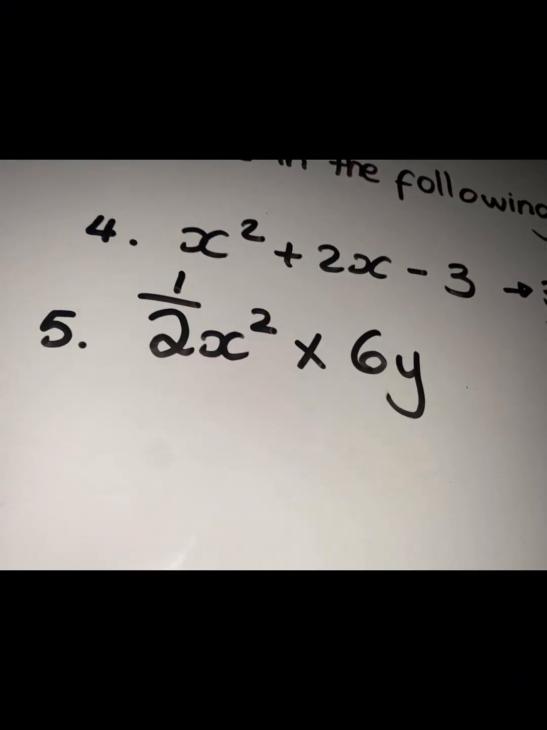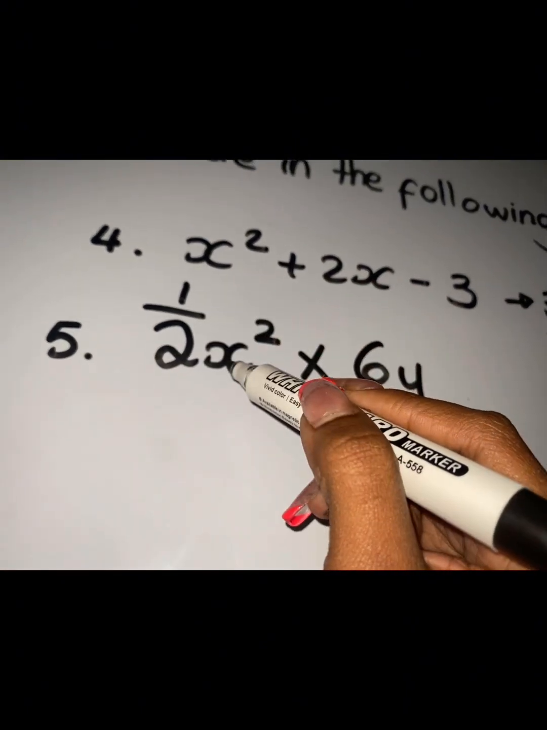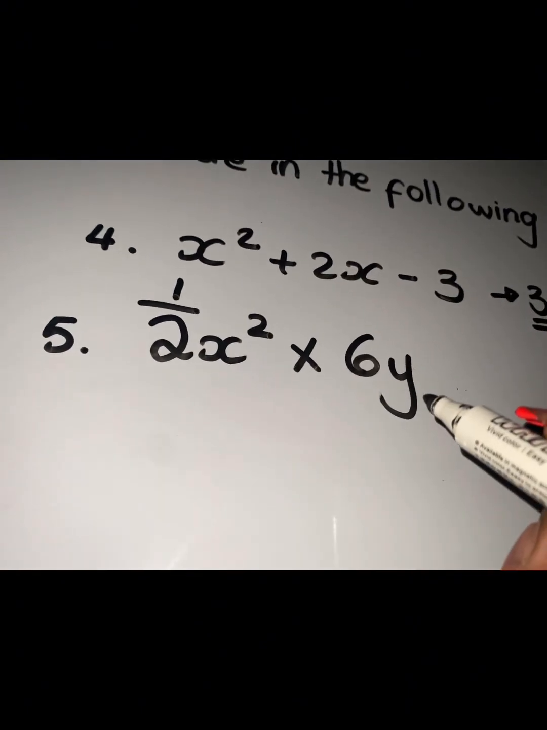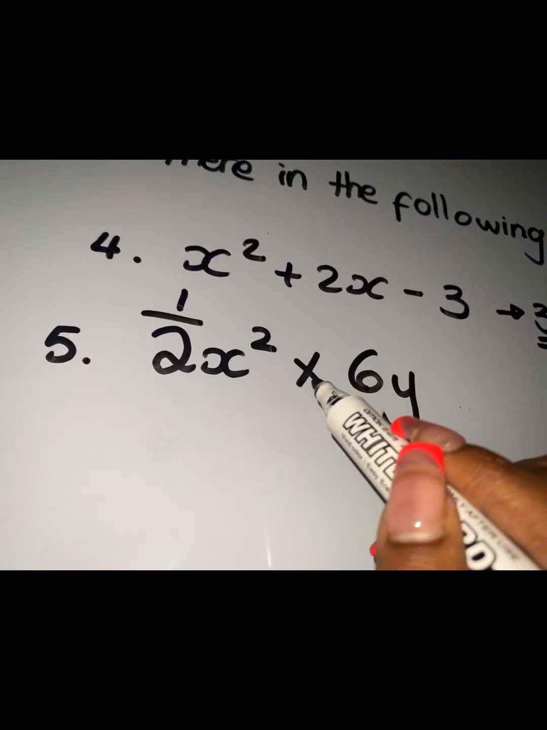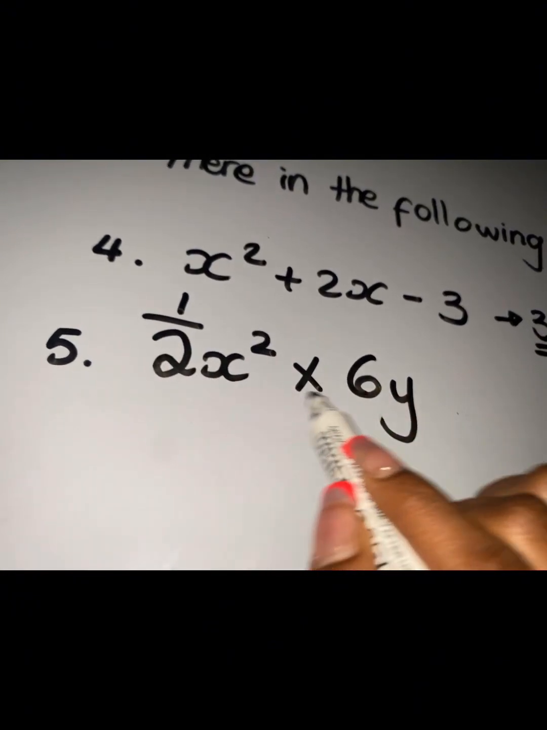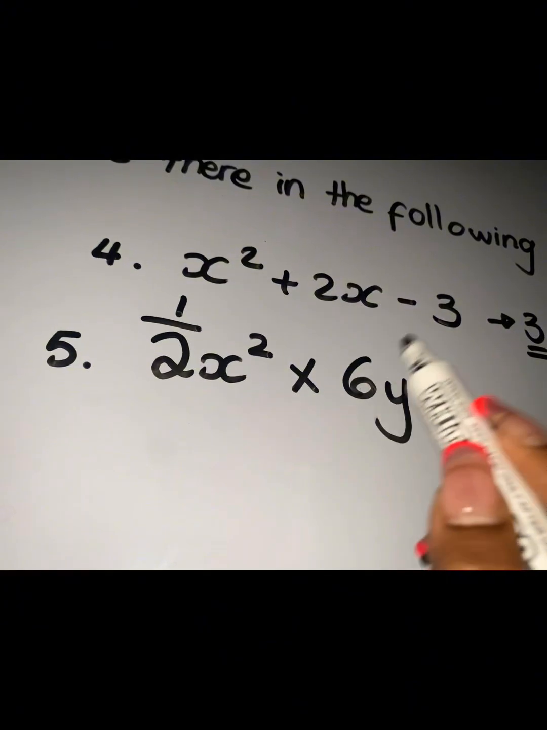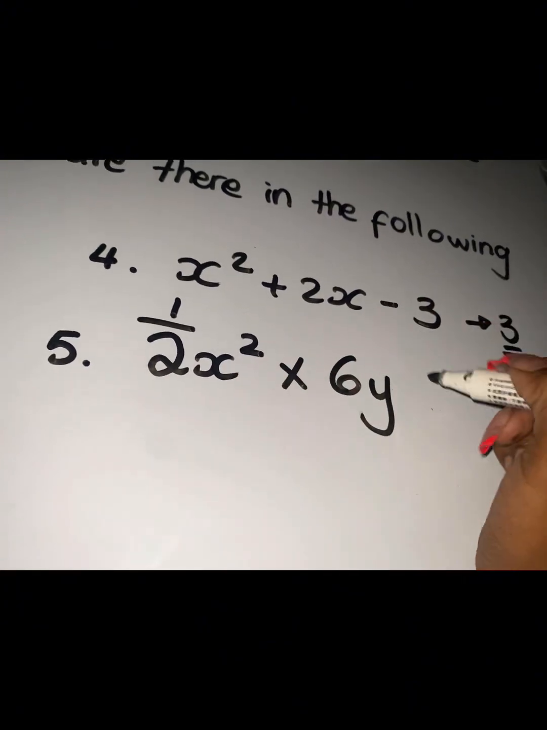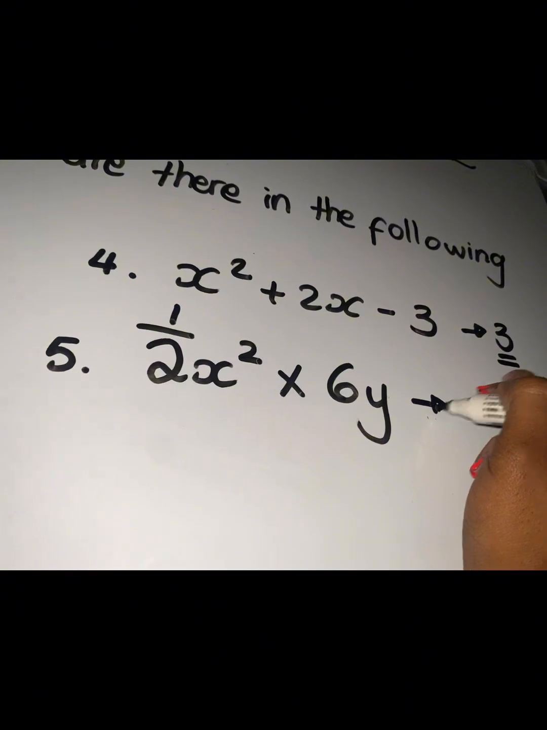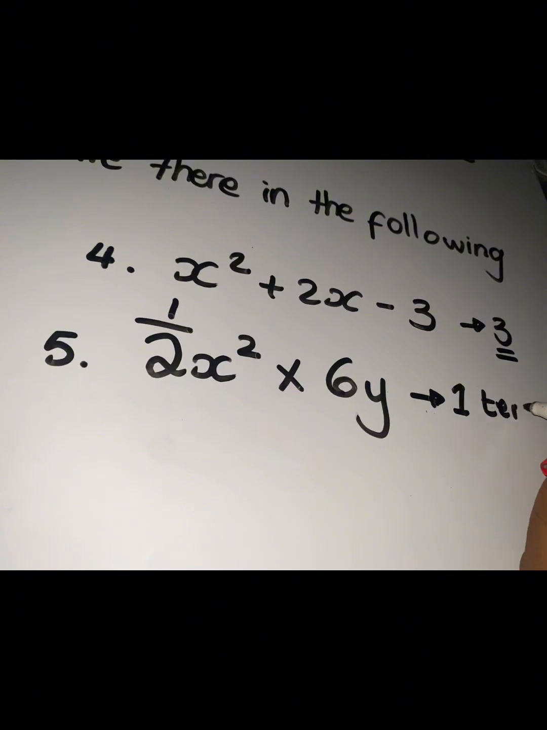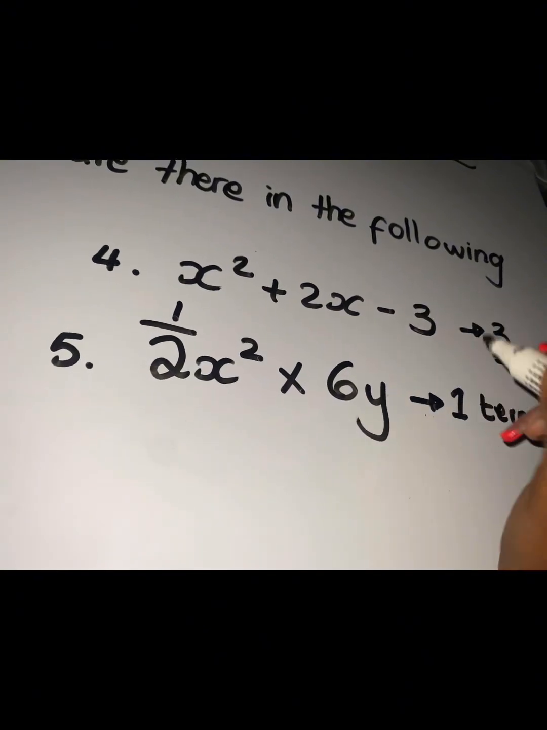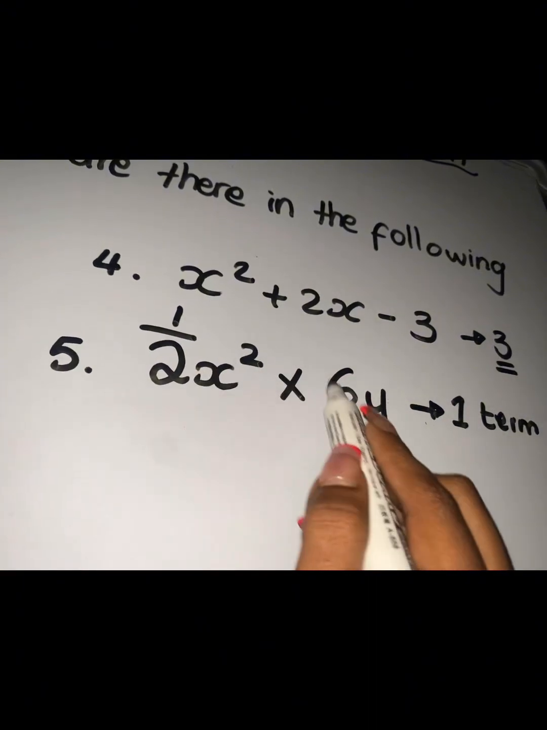Right, let's look at number 5. We have a half x squared multiplied by 6y. Now, do you see that there are no pluses or minuses here? Yes, so whenever we have numbers that are multiplying together, they form one thing. So meaning here we only have one term, because we do not have any plus or a minus that is separating these two terms.